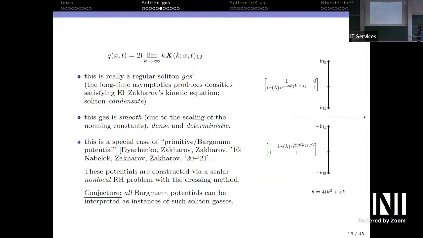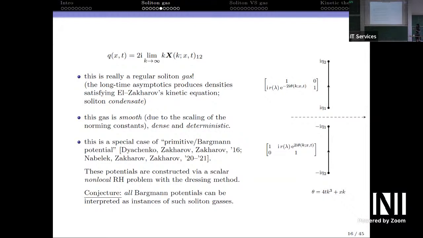It's dense because eventually we're going to see that in the long-time asymptotics, in the profile you cannot distinguish bumps. So all the solitons are really packed together really tightly, and it's deterministic in the sense that once you take the n going to infinity limit, everything is deterministic. Everything is determined by this function R, which is a given function. There is no randomness anymore in here.